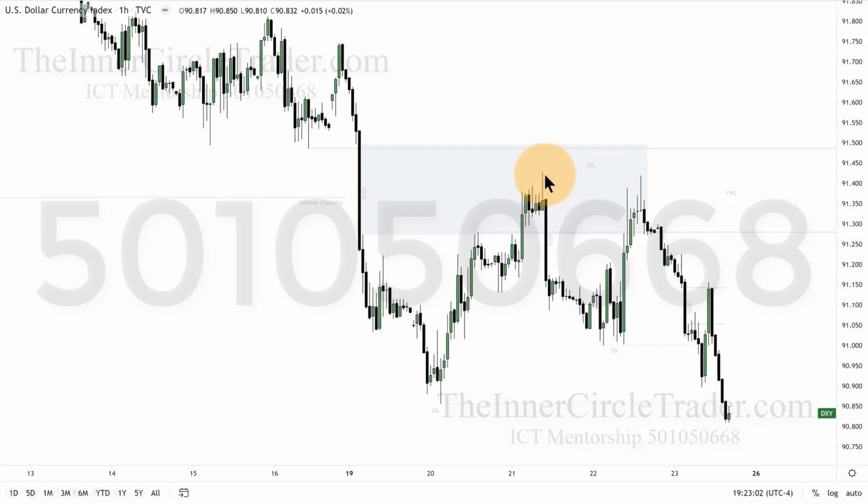You can see we had one here, we had one here, and then we have another sell side imbalance, buy side inefficiency here. The market trades back up into it, creating an optimal trade entry as well, just for good measure, and attacks the sell side liquidity here.